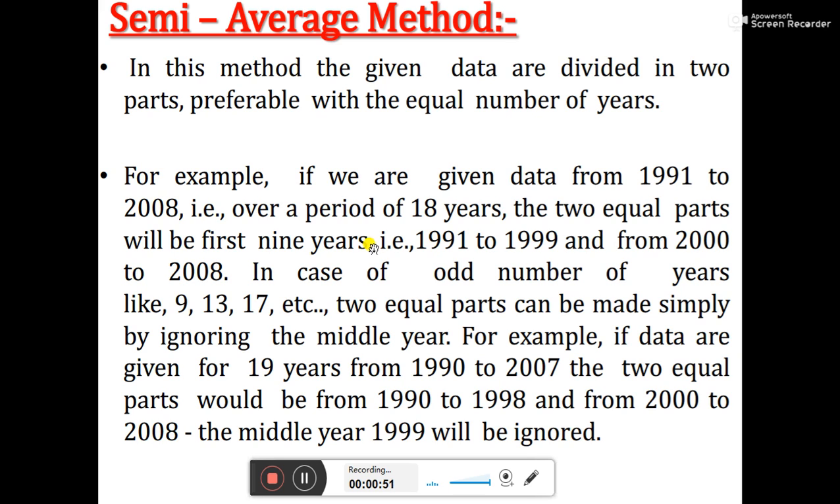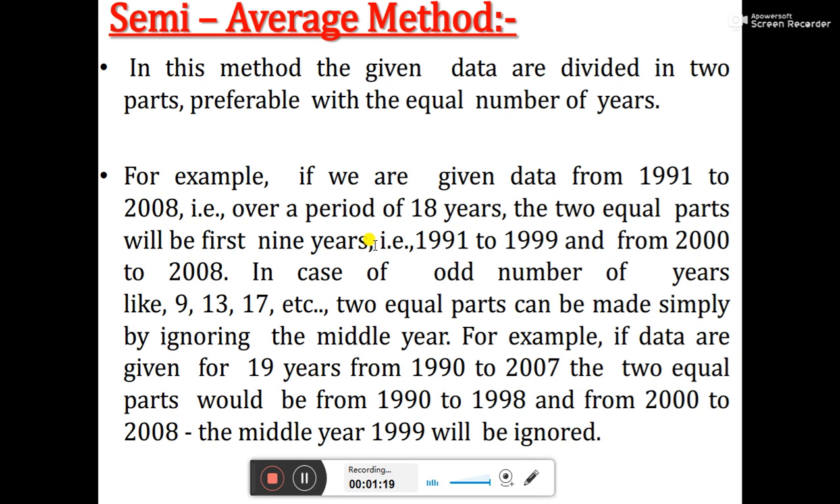The second one is the semi-average method. In this method the given data are divided into two parts, preferably with equal numbers of years. For example, if we are given data from 1991 to 2008, that is over a period of 18 years, the two equal parts will be the first 9 years, that is 1991 to 1999, and from 2000 to 2008.